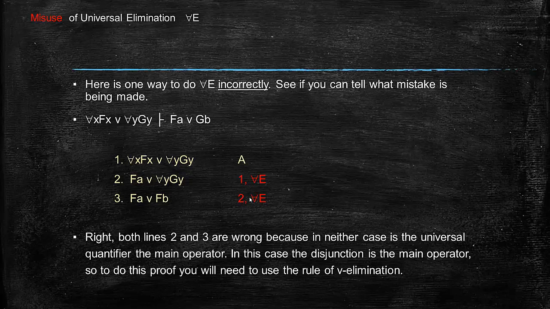Okay, so I hope you got that. The answer is simply that we've failed to operate on the main operator, just as we were discussing before. In this case, the disjunction is the main operator, so we're just not free to operate on any of these universal quantifiers at this point. Now you might ask yourself, okay, is there any way to do this problem then? And the answer is yeah, you can do this, but you're going to need to use OR elimination. So let's go ahead and do that.